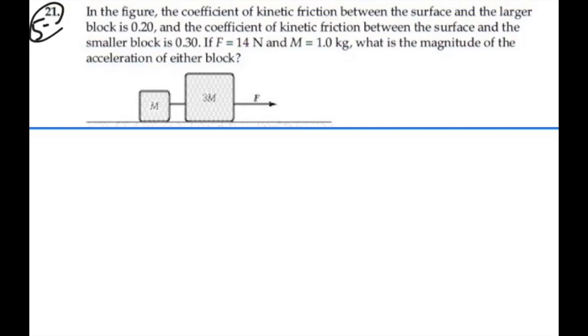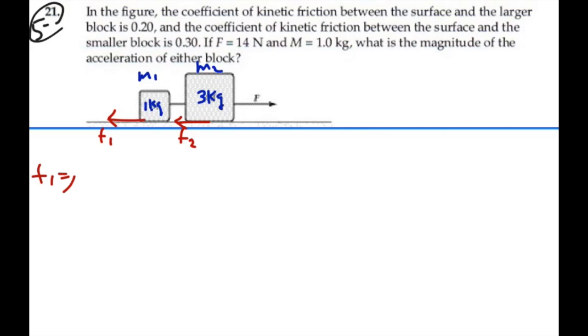Again, like the last problem, these two are connected together, and so they're going to move with the same acceleration. We have that M is 1 kilogram, so mass 1 is actually 1 kilogram, and mass 2 is actually 3 kilograms. And we're going to have two frictional forces, little f1 and little f2, working separately on these two masses.